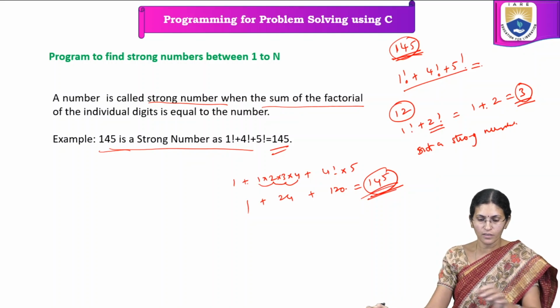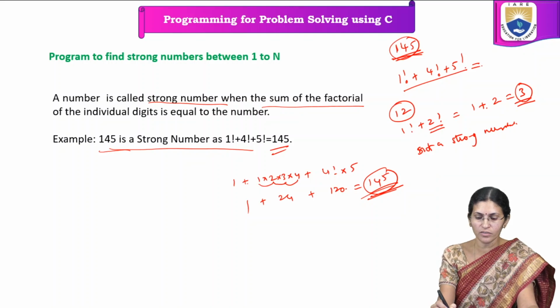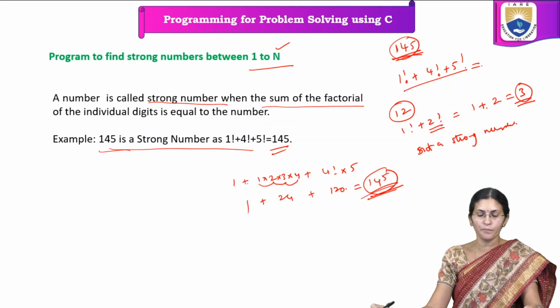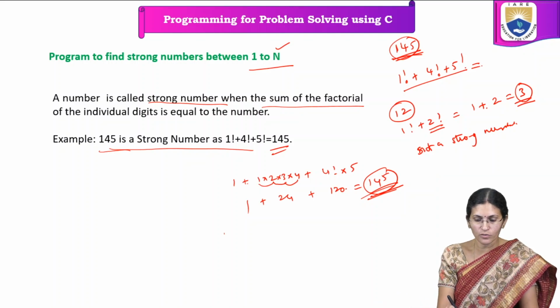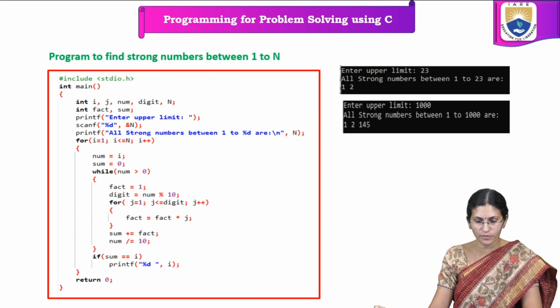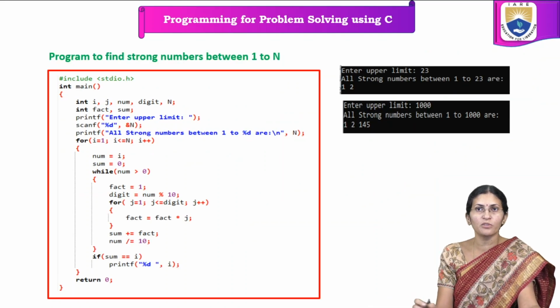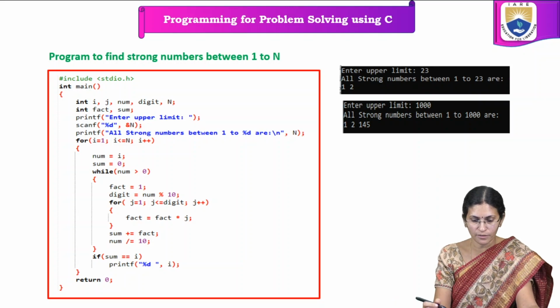Now we'll see how many strong numbers are there in the range 1 to n. So this is the value which is specified by the user. Suppose n is equal to 5. So we need to find the strong numbers from 1 to 5. Now let us see the program first. So this is a program to find strong numbers between 1 to n.